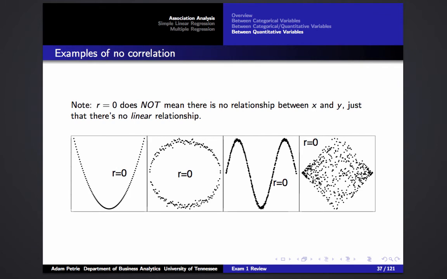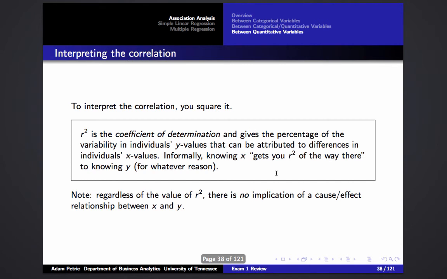These four examples have correlations equal to 0, but there's still a very obvious strong association going on. Once I know an individual's x value, I've narrowed down what the possible y values are. But the reason the correlations are 0 here is because there's no linear component to these relationships. These are all non-linear relationships, and they can't be measured in terms of strength with Pearson's correlation.